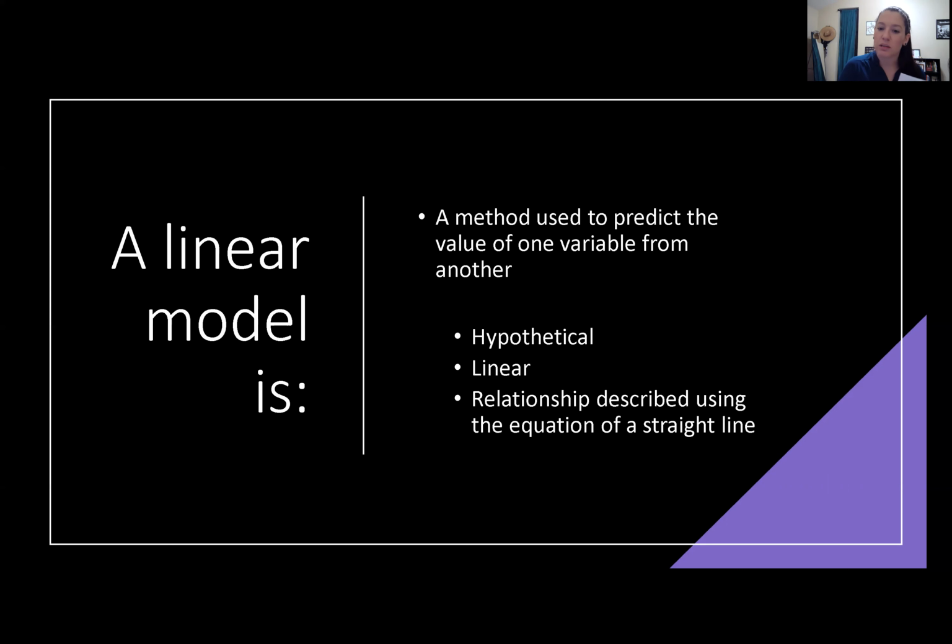What we're saying is that the relationship is described using the equation of a straight line for this linear model. These are all very important, and they're going to unfold as we go through this presentation. But I think the hypothetical part is important, as we don't always know every single aspect of the math that underlies some of the things that we talk about. That is for mathematicians. So here we go.